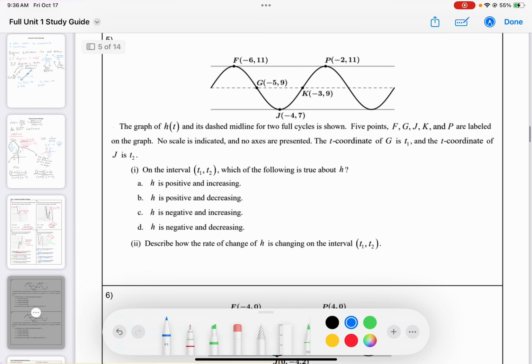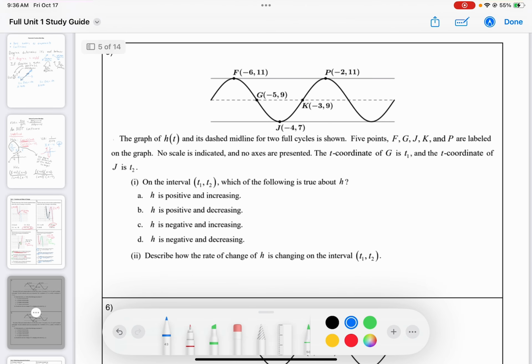All right, a couple more increasing, decreasing ones, because we need to be able to differentiate between a rate of change increasing and a function increasing or decreasing. So we've got this function here with some labels on it. It says the graph of h of t and its dashed midline for 2 full cycles is shown. 5 points, f, g, j, k, and p are labeled on the graph. No scale is indicated. No axes are present.